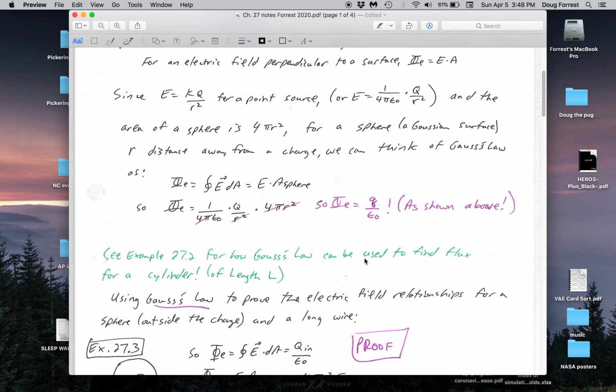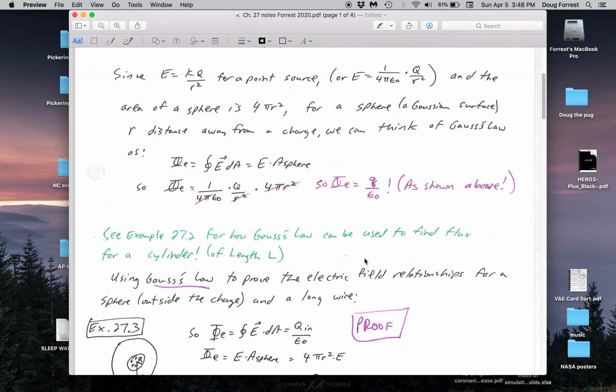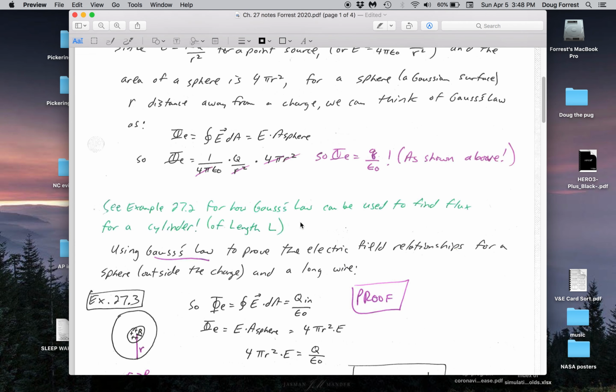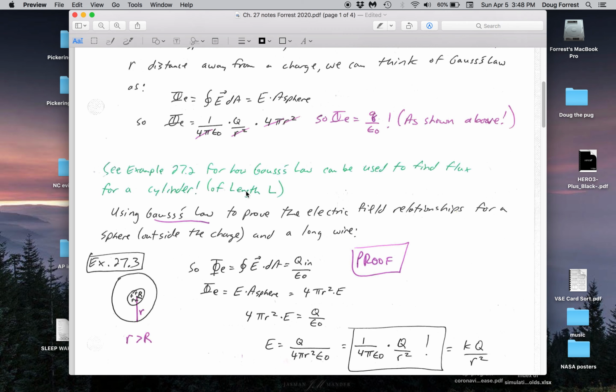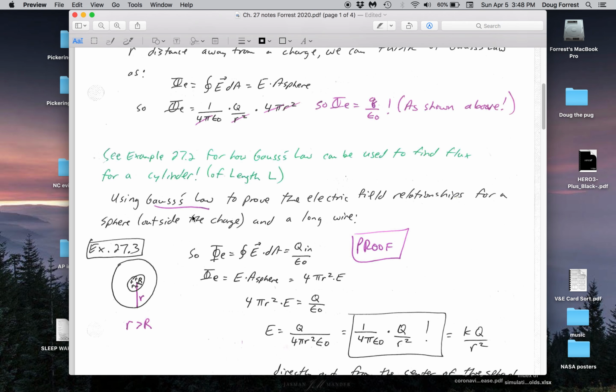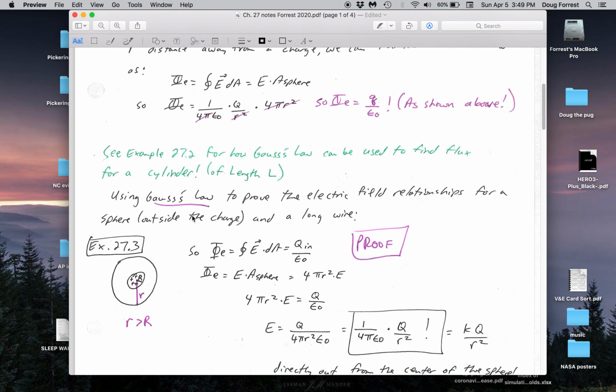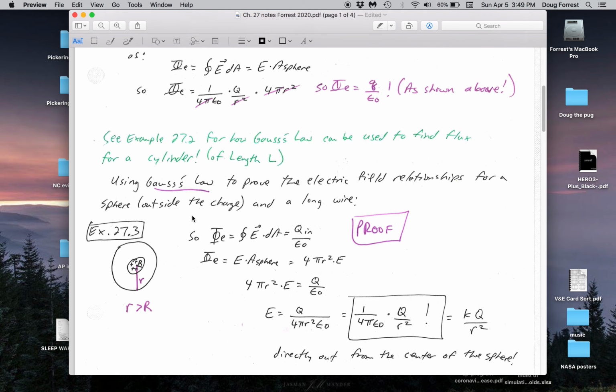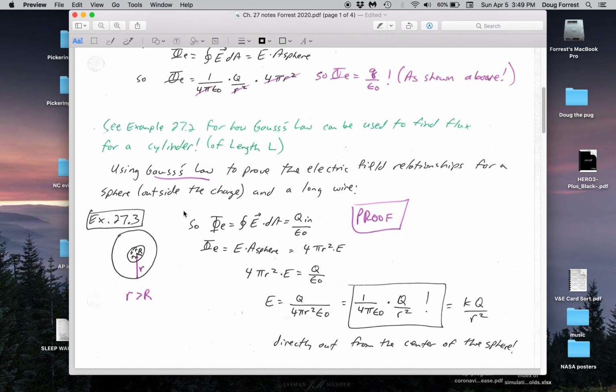Big idea. So example 27.2, which is on page, let me check here, probably somewhere where I'm going to have to page a bunch. Nope, page 790. It shows how we can find the flux of a cylinder of length L as well, by the way. Normally we're going to think about spheres. So example 27.3 is used to prove the electric field relationships for a sphere.